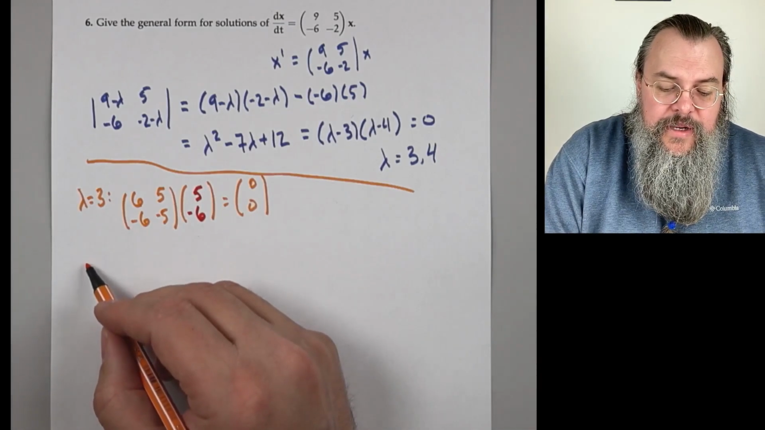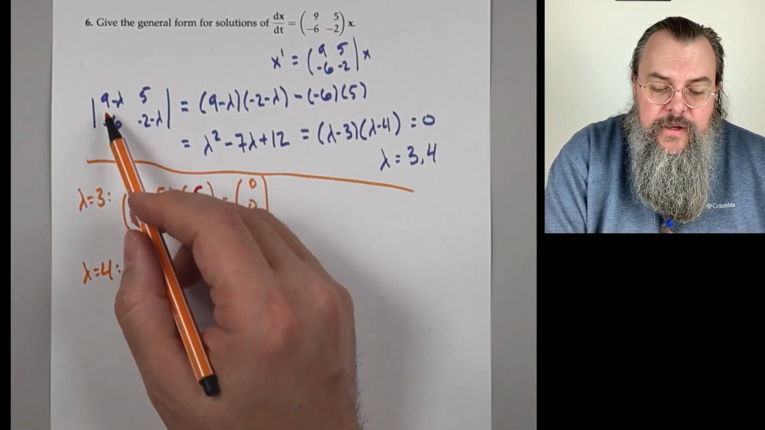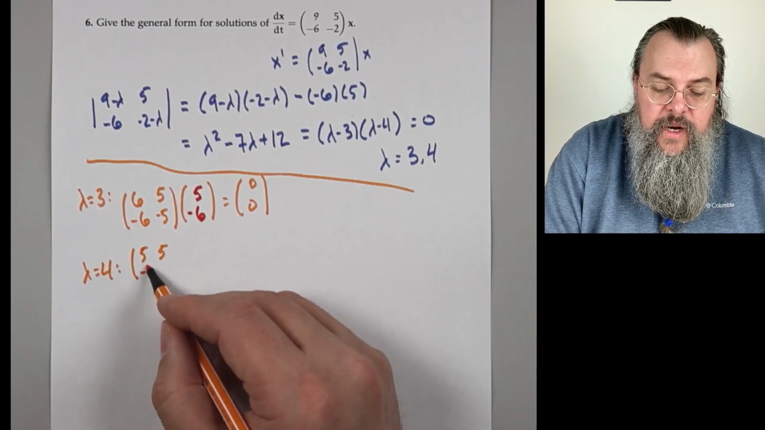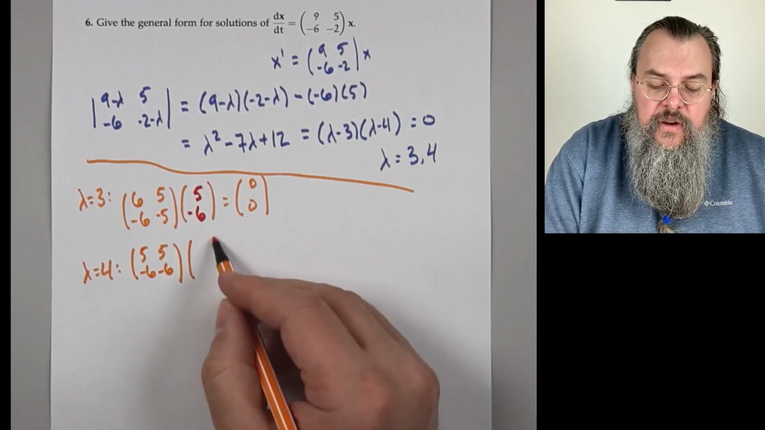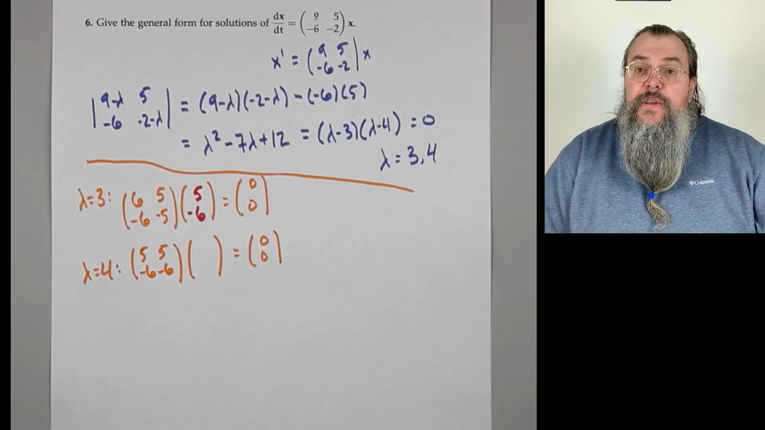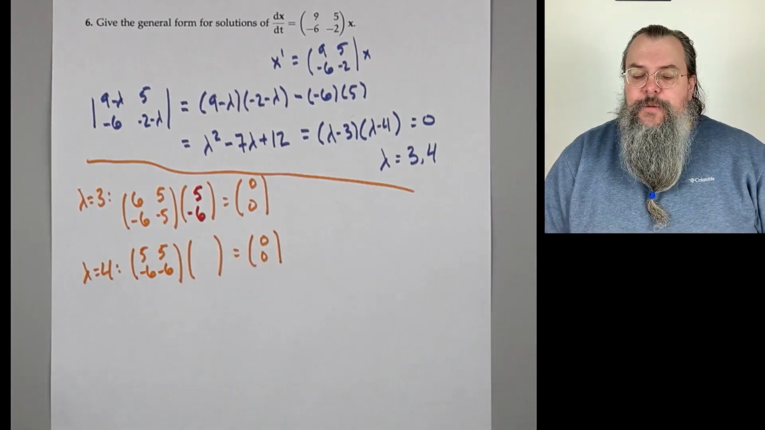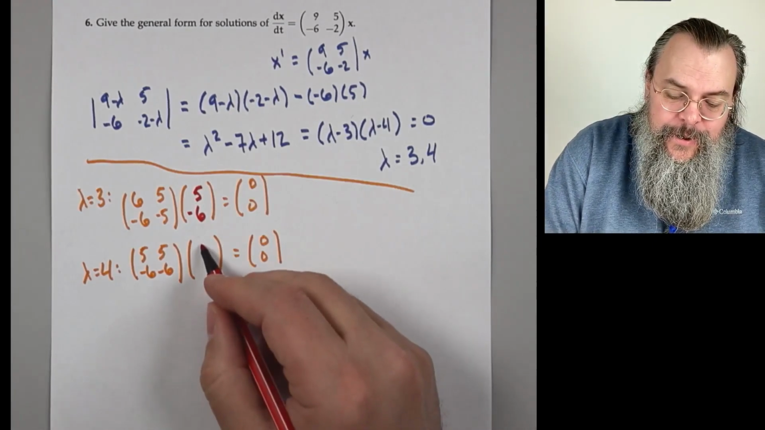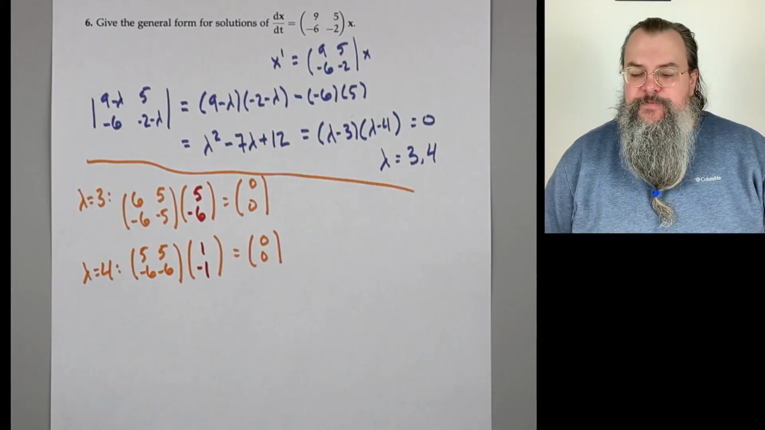Okay, lambda equals 4. What do we have? Well, 9 minus 4 is 5, 5, minus 6, minus 2 minus 4, minus 6. And that needs to equal 0, 0. Okay, do we see something? Yeah, we could do again 5, minus 5. But we can also say, hey, hold on. I see what's going on here. 1, minus 1. That works great.